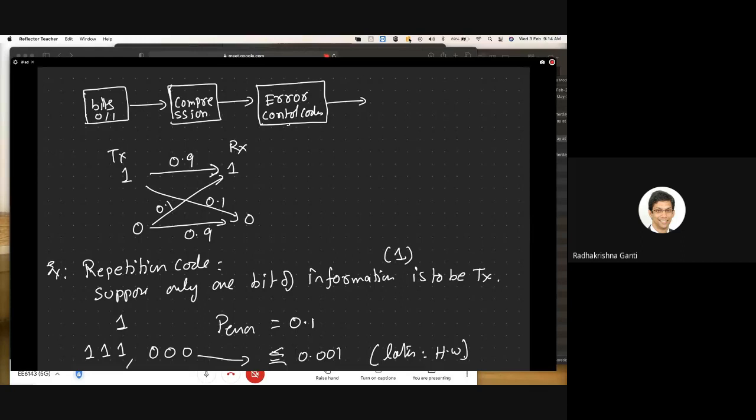It turns out that the repetition code is not optimal. There are much better codes which provide the same reliability with lower redundancy. For example, in this repetition code, what did you do? You transmitted the same 1 thrice. You are not transmitting additional information. Your information is still 1 bit, but you are using the channel 3 times, which is a waste of the channel. So this increases redundancy.